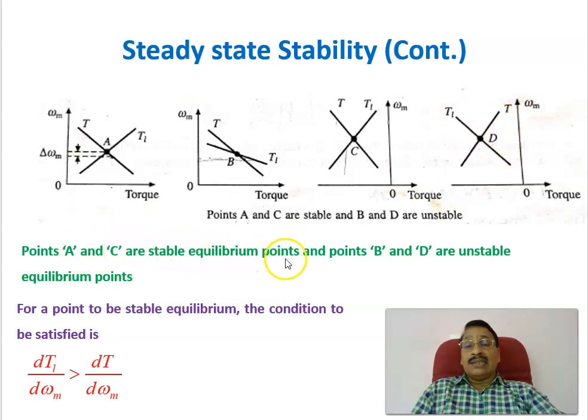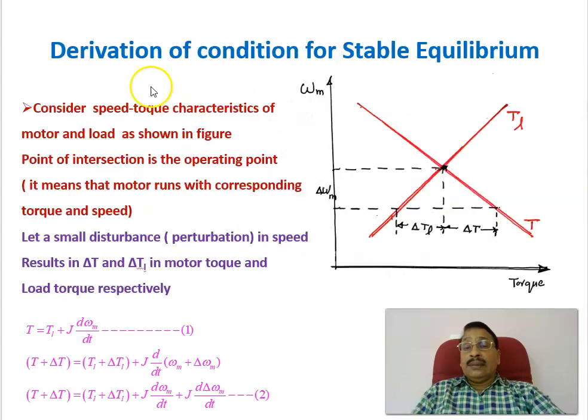Points A and C are the stable equilibrium points. Points B and D are the unstable equilibrium points. For a point to be stable equilibrium, the condition to be satisfied, we will be deriving in the next slide. The condition is that the slope of the load line with respect to omega m should be more than the slope of the motor line with respect to omega m, or dTL by d omega m should be more than dT by d omega m. In the previous slide we have seen that the condition for a stable equilibrium point is dTL by d omega m should be more than dT by d omega m.